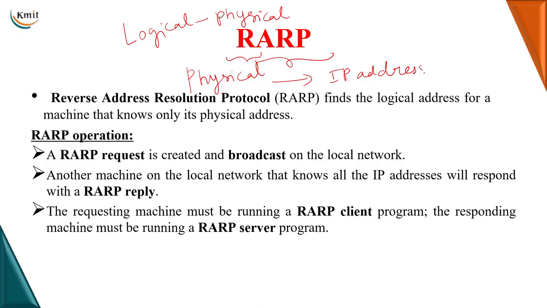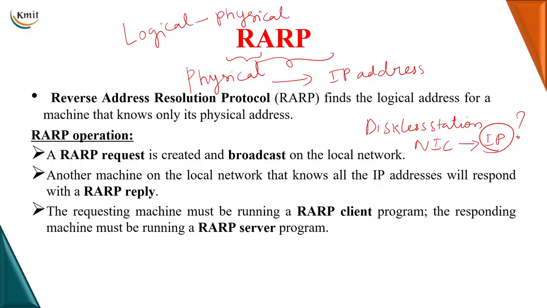When does this generally happen? A particular device has booted on a diskless station. It has the physical address printed on its network interface card, but now it wants an IP address because it wants to connect to the internet. Or it might be that you have a shortage of IP addresses. You are giving out IP addresses temporarily. Whenever a device wants to connect to the internet, it will be allotted an IP address at that particular time. So in all such cases, you are in need of an IP address and you have your physical address.